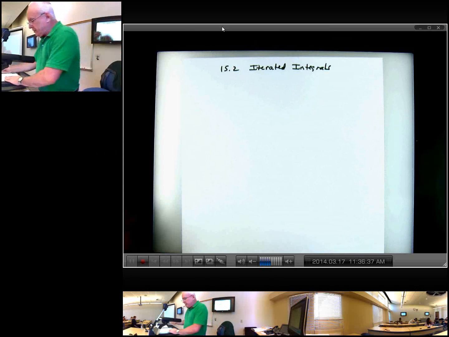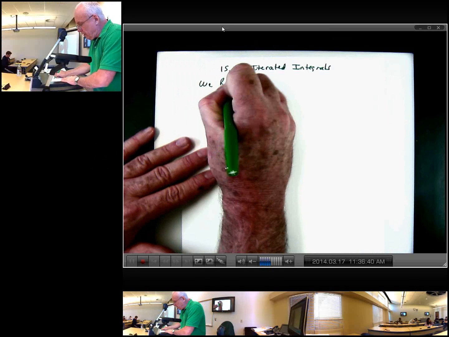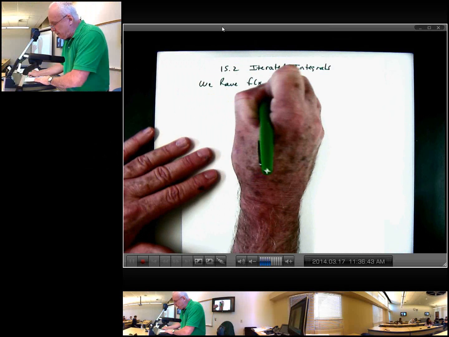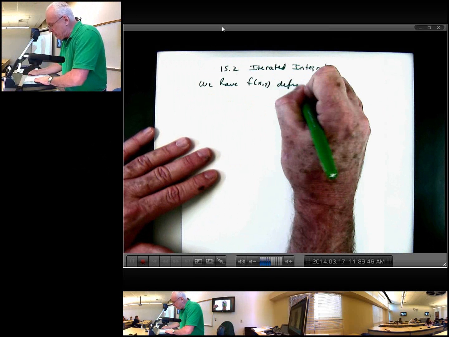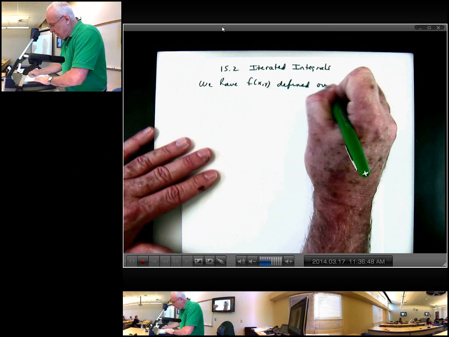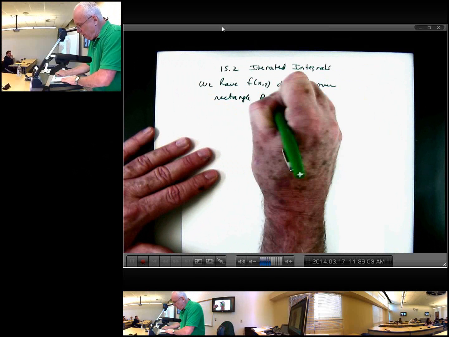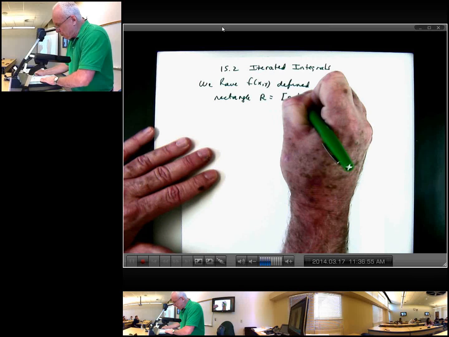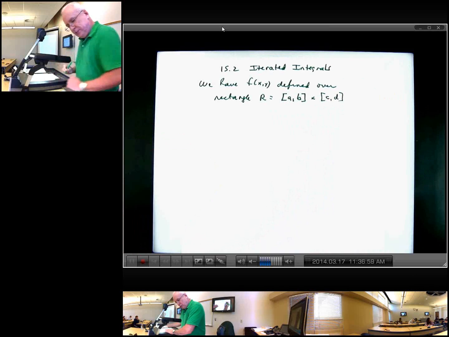Okay, suppose again we have a function of two variables, f of x, y, and it's defined over some rectangle R equal, again, x goes from A to B, y goes from C to D.